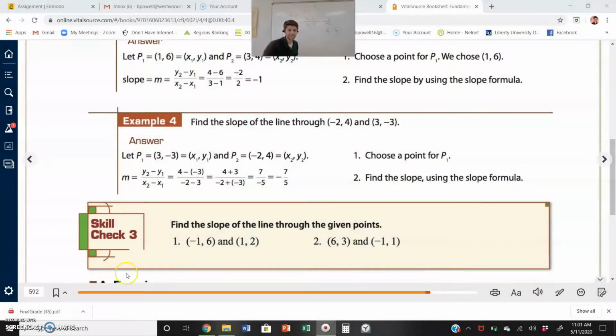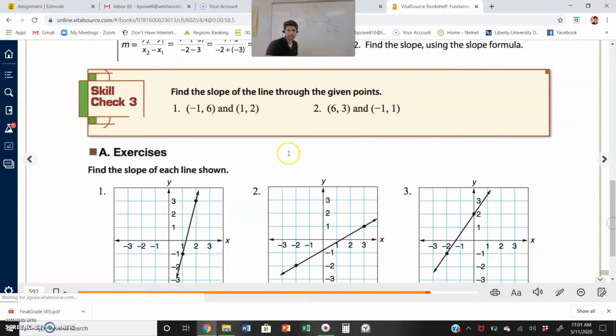That does it for today's lesson. For the homework that I had you guys do, all you were doing is examples like this.